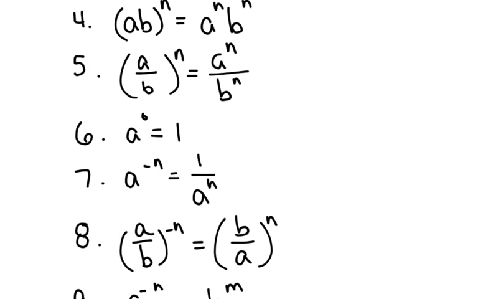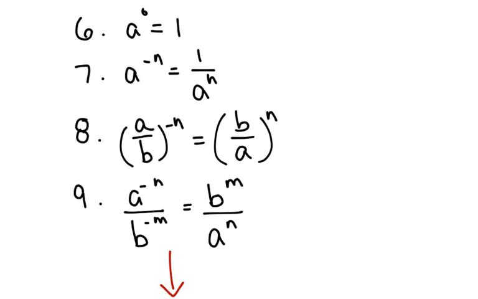Number 7 is the one we're going to run across quite a bit. A to the negative n is just the same as 1 over a to the n. We call it a reciprocal identity. In other words, you flip the fraction. If you have something that looks like number 8, a negative exponent flips the fraction. As a matter of fact, 7 and 8 are really the same one. It's just that this would be 1 to the n power, and what's 1 to any power? It's 1.